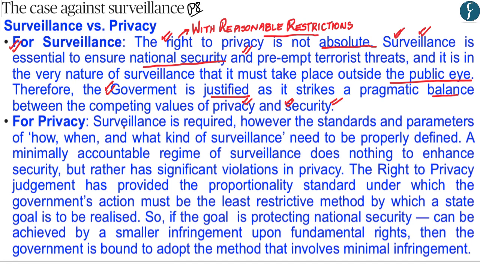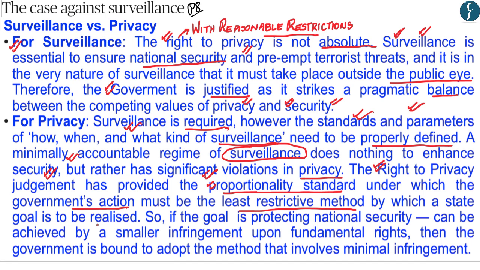However, according to the author, even though surveillance is required for the national security of India, the standards and parameters on how, when, and what kind of surveillance needs to be undertaken must be properly defined, wherein the author has said that by having minimum accountability for the surveillance system in India, it neither provides security to its citizens, but rather causes significant violations of the right to privacy of its citizens. Apart from that, the author has also quoted the right to privacy judgment of the Supreme Court. Now, the Supreme Court has provided the proportionality standard under the Puttaswamy judgment, wherein the Supreme Court under the proportionality standard has said that the government's action must be the least restrictive method by which the state goal is to be realized.